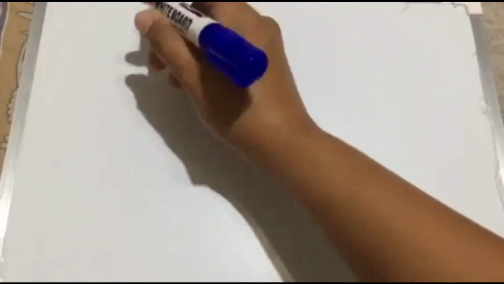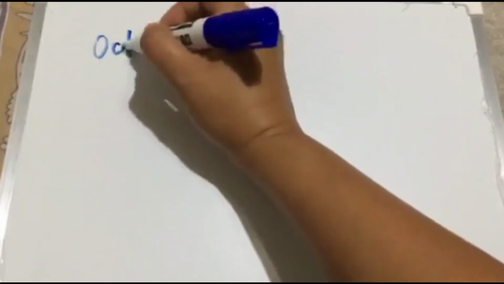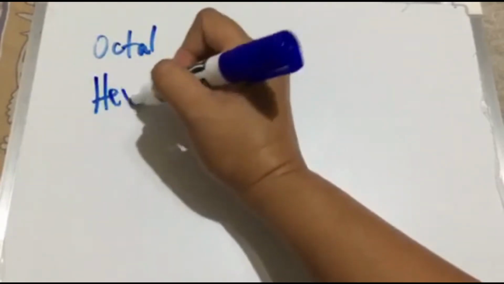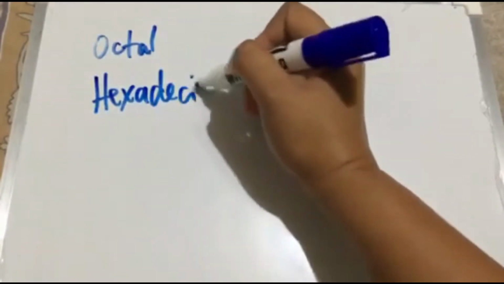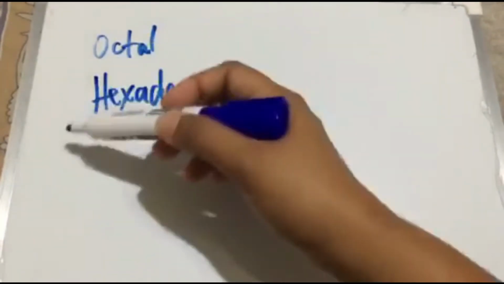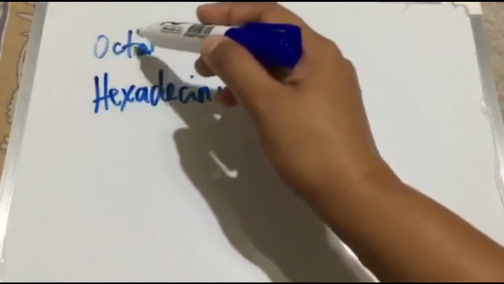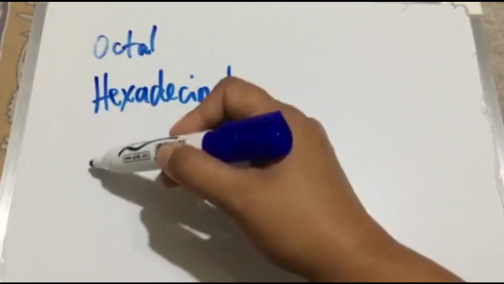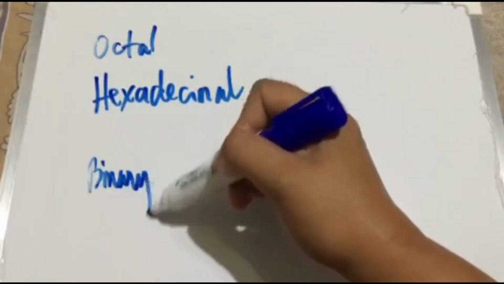Hello students, so we were done already with our discussion on how to convert decimal and binary and vice versa. So today our discussion will focus on octal and hexadecimal, and also how to convert octal, hexadecimal, and all together with binary and decimal.